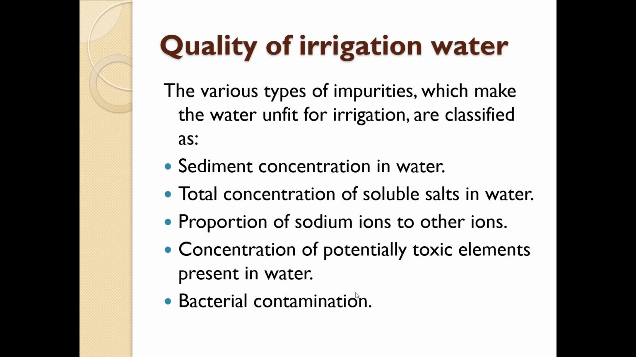Quality of irrigation water. The various types of impurities which make the water unfit for irrigation are classified as the sediment concentration in the water, the total concentration of soluble salts in water, proportion of sodium ions to other ions, concentration of potentially toxic elements present in the water, and bacterial contamination. So these are the various types of impurities which have been classified.